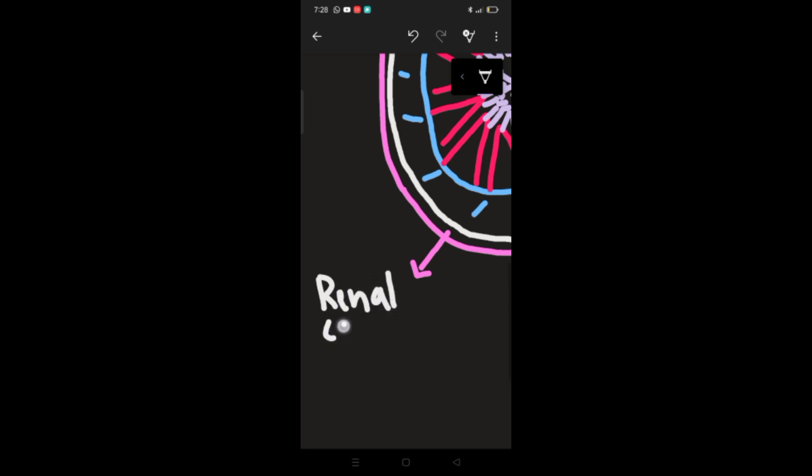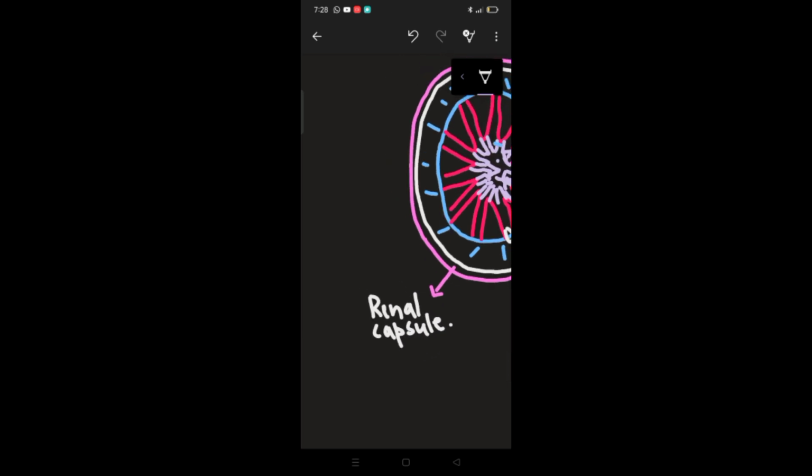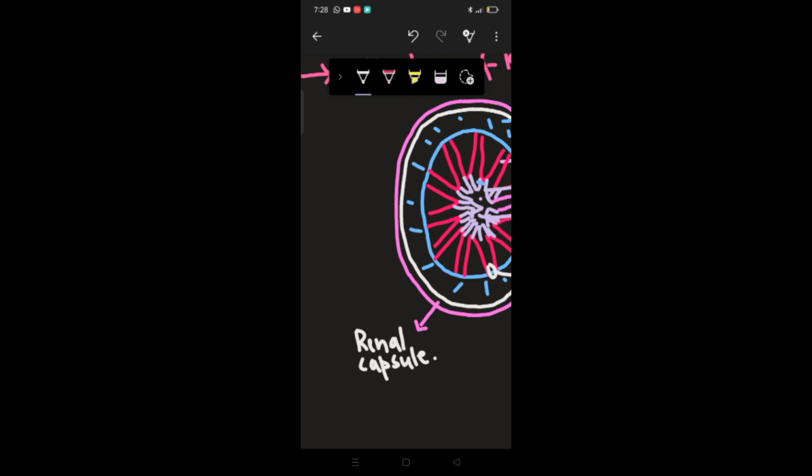Renal capsule. Alright, and it is made up of what? It is made up of dense irregular connective tissue, and it is the outer layer. Alright, it is made up of dense irregular connective tissue. And then again we do have adipose tissue.